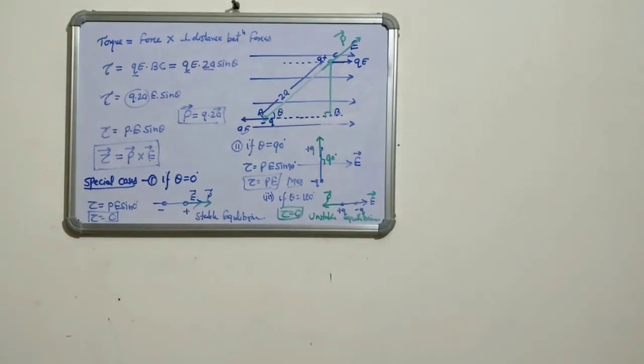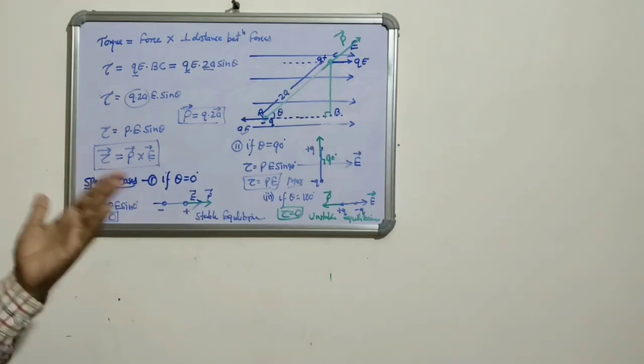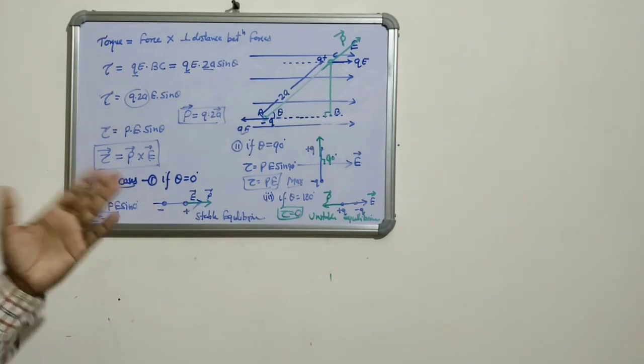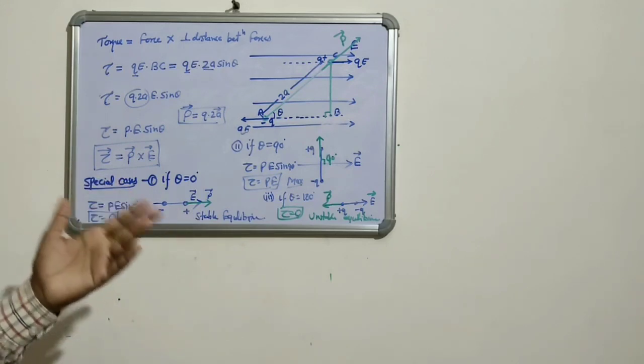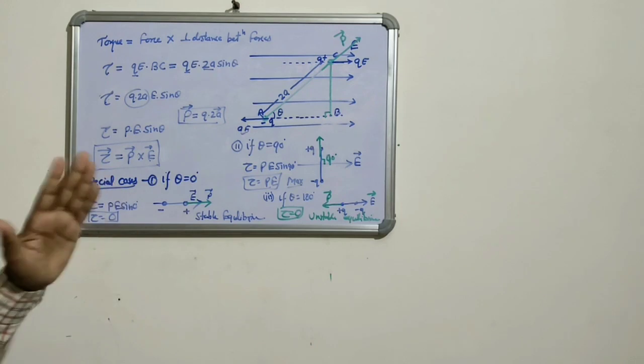Okay, this is the electric dipole placed in a uniform electric field. When a dipole is placed in a non-uniform field, the net force is not 0, and torque is active. But in a uniform electric field, net force is 0 and torque is still active.